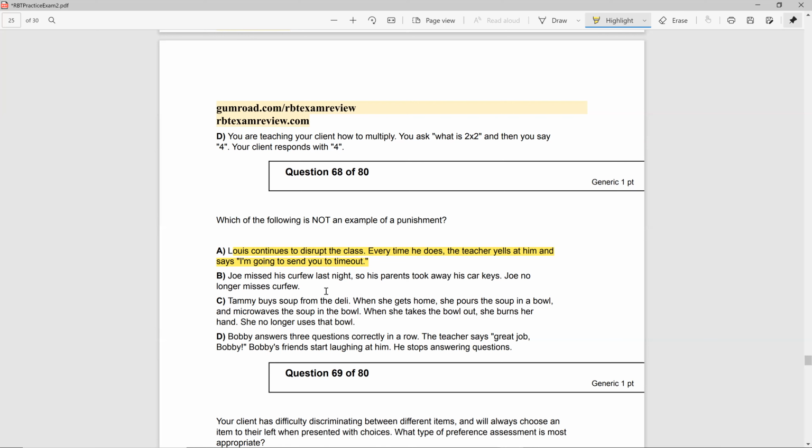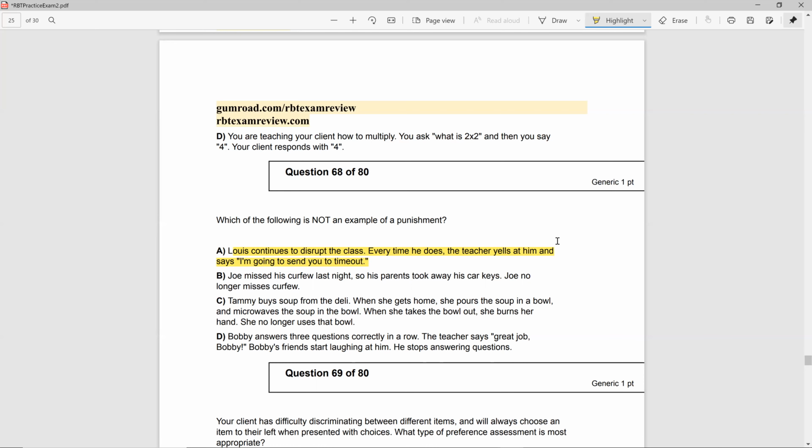Joe missed his curfew last night, so his parents took away his car keys. Joe no longer misses curfew. So Joe's behavior, what? Missing curfew, keys taken away. Joe's behavior of missing curfew decreased, therefore it's punishment. Tammy buys soup from the deli. When she gets home, she pours the soup in a bowl and microwaves the soup in a bowl. When she takes the bowl out, she burns her hand. She no longer uses that bowl. So what happened? She heated up a bowl. Bowl was hot, burned her hand. Her behavior of using that bowl decreased. Therefore, it is punishment.